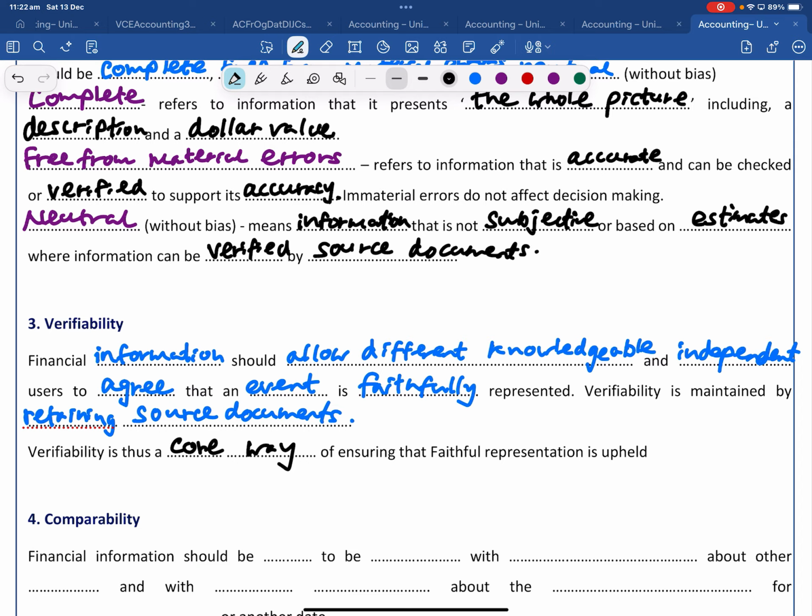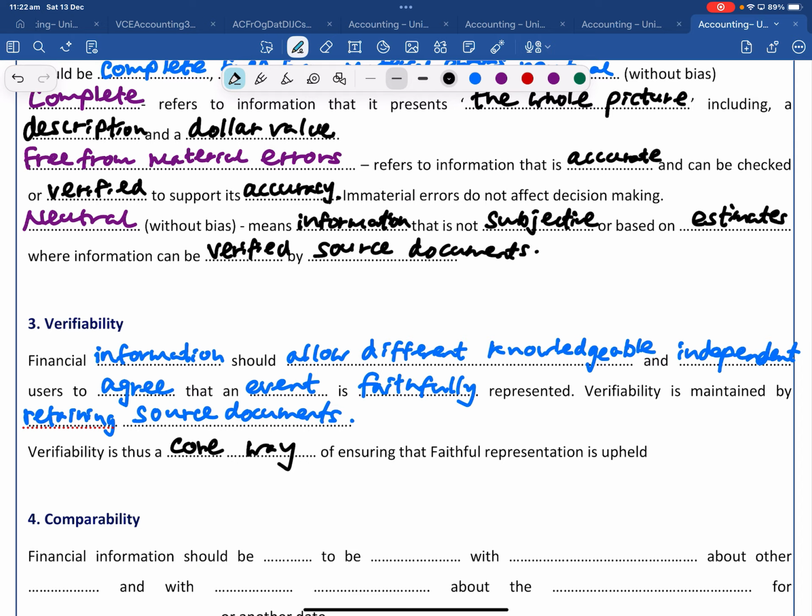Regardless of their knowledge or independence, maybe the owner of the business goes there, or we go there and check, it's the same thing. We will conclude that this is fine, this has been reported. Usually verifiability is maintained by retaining source documents. There will not be any source documents otherwise.